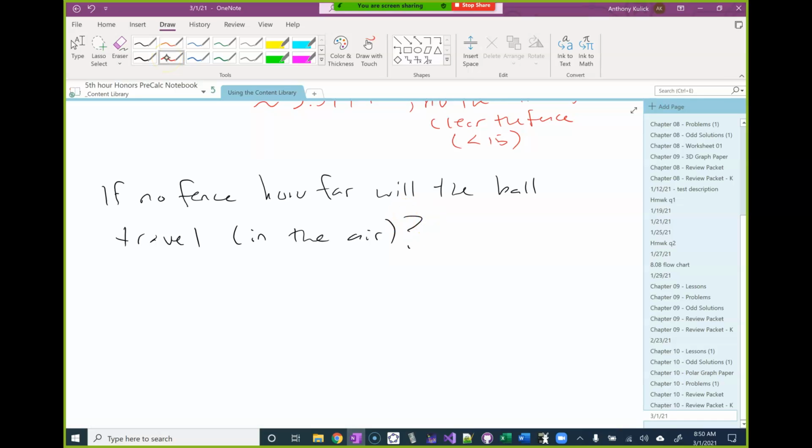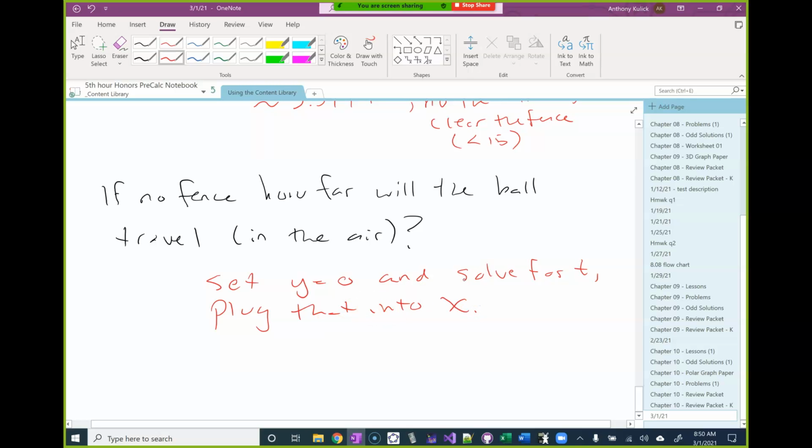So I'm going to set y equals 0 and solve for t, and then plug that t into x. Do you guys feel okay there? So let's see, what was my y equation? I just had that a moment ago. So I have 0 equals negative 16t squared plus 135 sine 16 t plus 3.